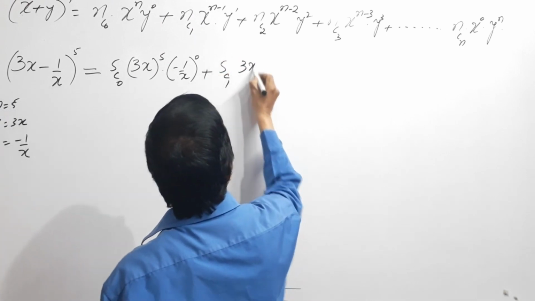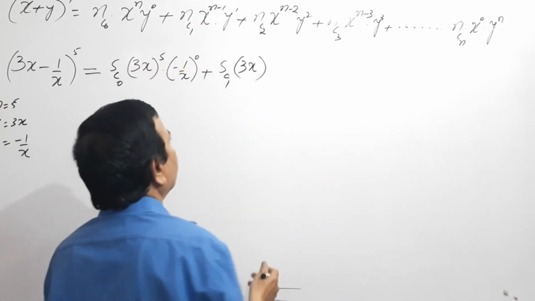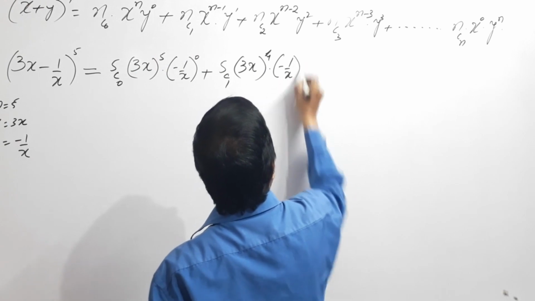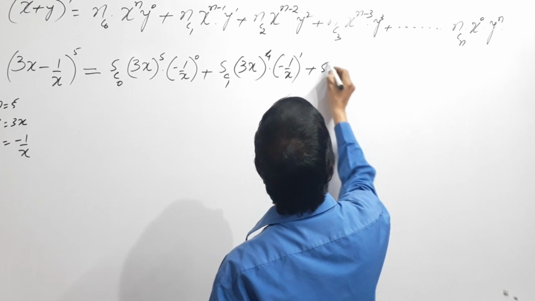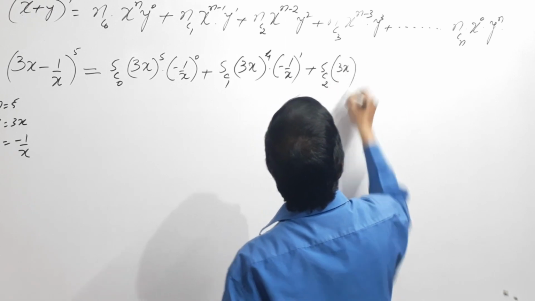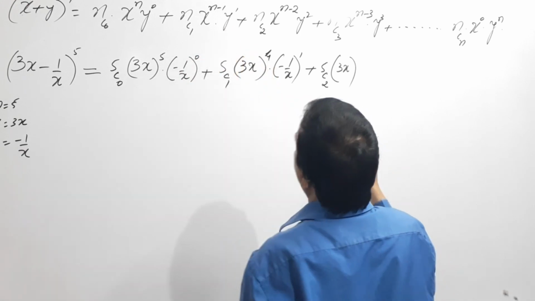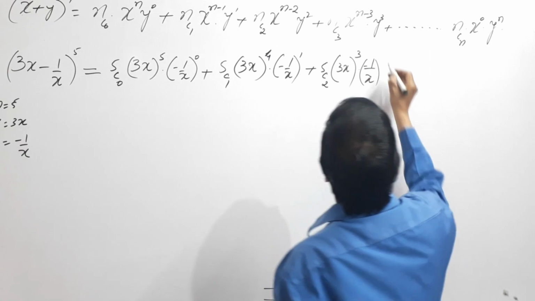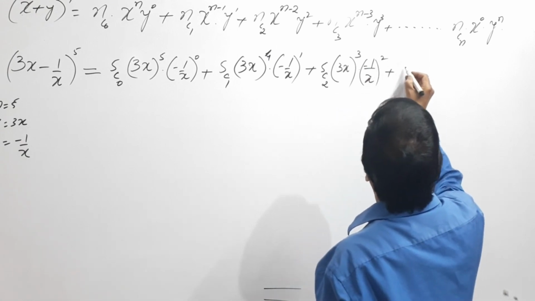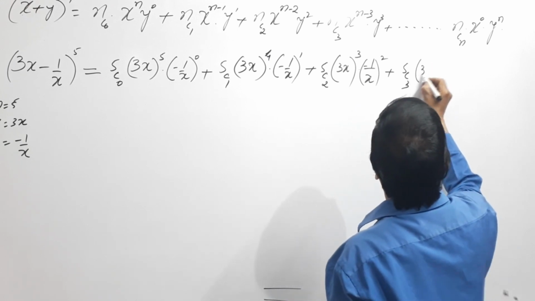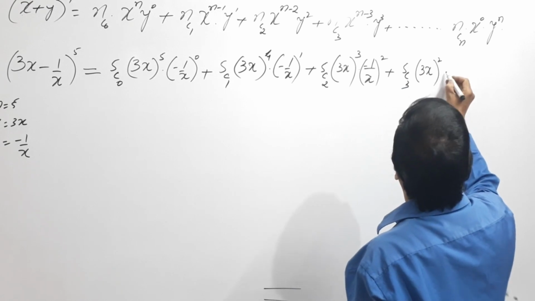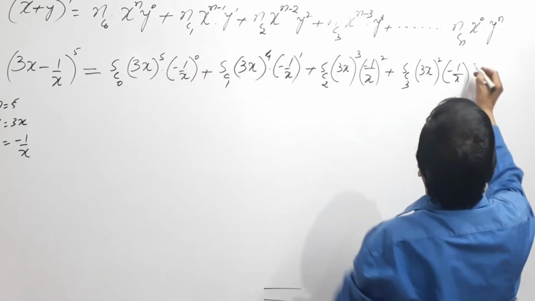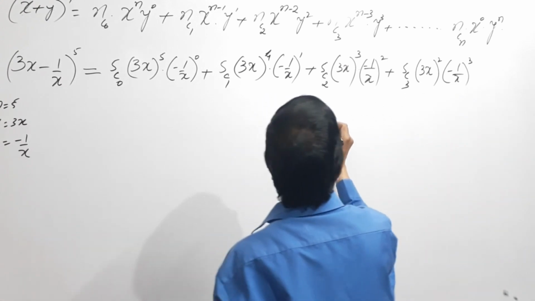5c1, that is 3x to the power of n minus 1, 5 minus 1 is 4, times minus 1 by x to the power of 1, plus 5c2, 3x to the power of n minus 2, 5 minus 2 is 3, times minus 1 by x to the power 2, plus 5c3 into 3x to the power of 2, minus 1 by x to the power of, so 0, 1, 2, this becomes 3, I will write here.